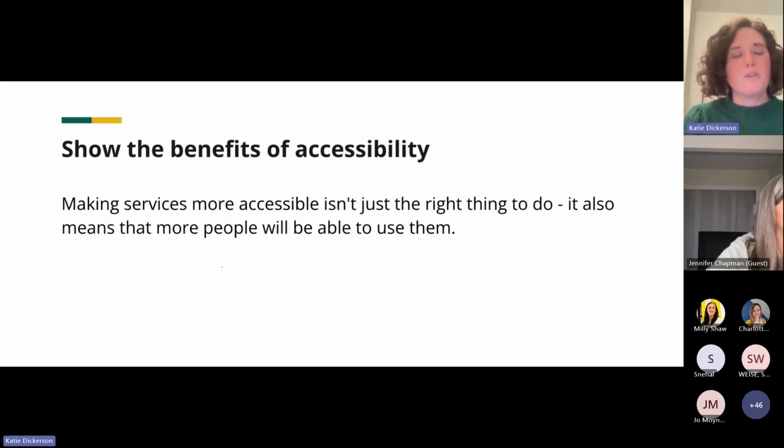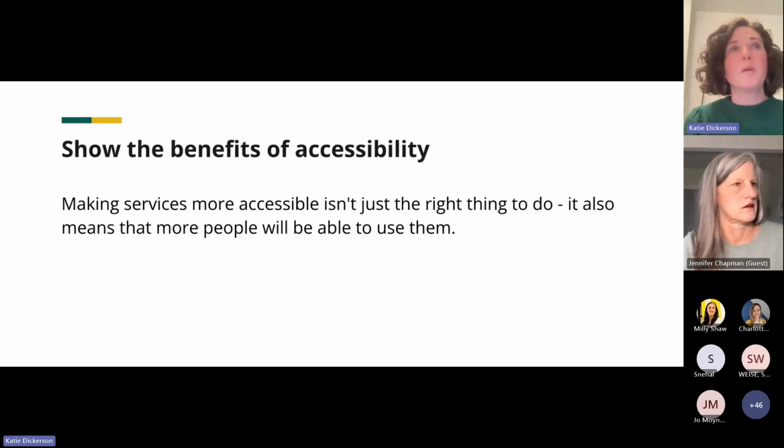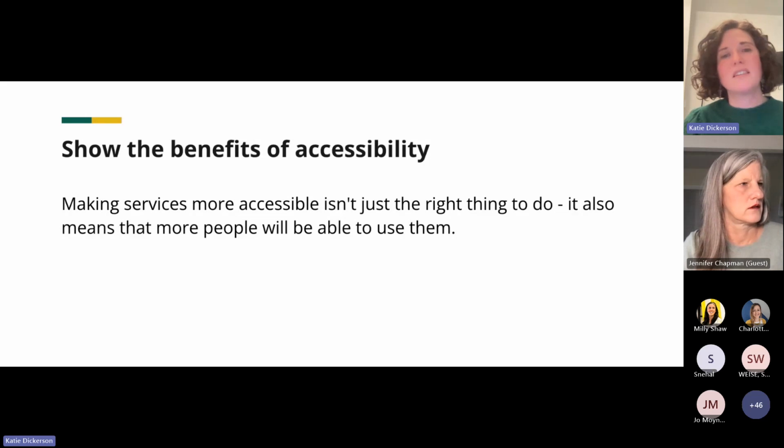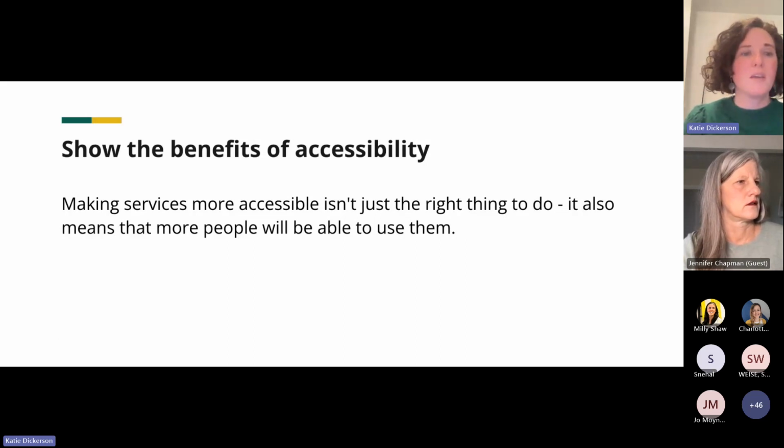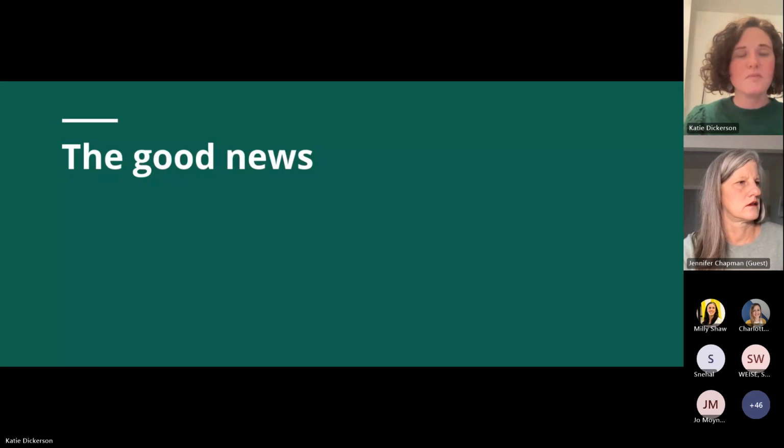I think it can also be helpful to show people the benefits of accessibility. Making services more accessible isn't just the right thing to do. It also means that more people will be able to use them. And ultimately, these organizations exist because they want to be able to help people and they want people to use their services. So talking about accessibility in a way that shows how it will help them help more people can be really beneficial.